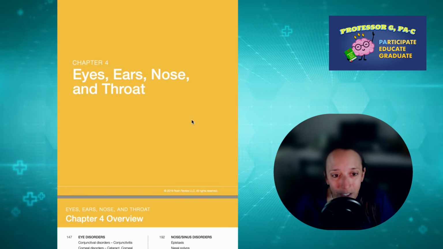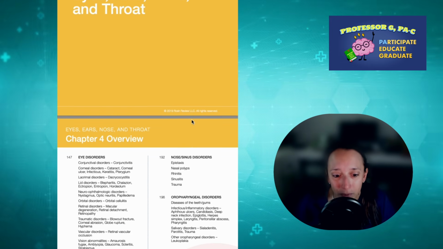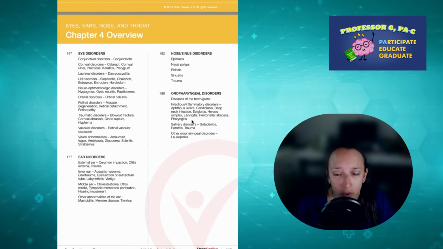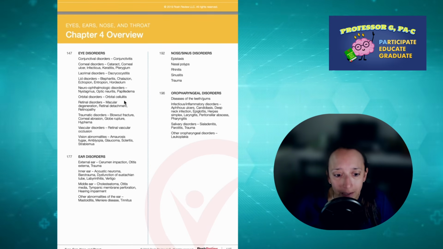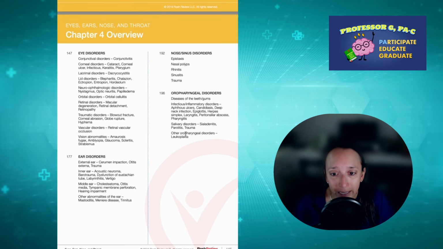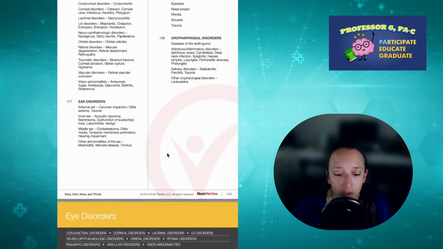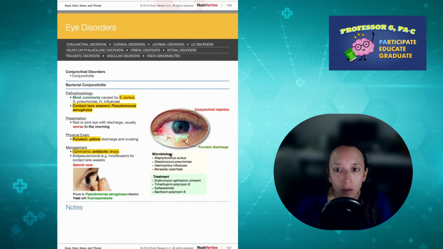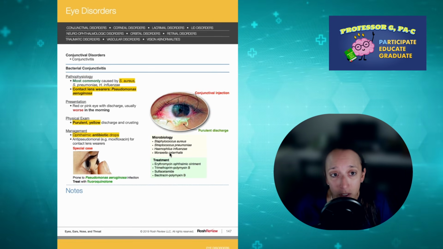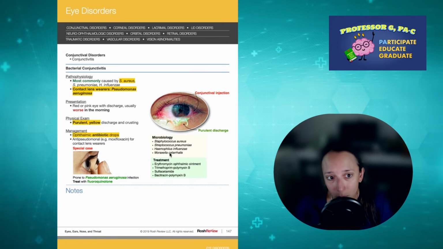All right, so we see chapter 4, eyes, ears, nose, and throat. This is from the Rosh review. And here are the different disorders that we're going to cover. We're going to start with the eyes, then we're going to move to the ears, the nose, sinus, and then we'll end up with the oropharyngeal disorders. So eyes is probably half of the PANCE blueprint, and we're going to start with the most superficial stuff.